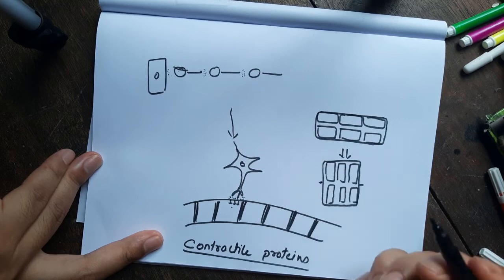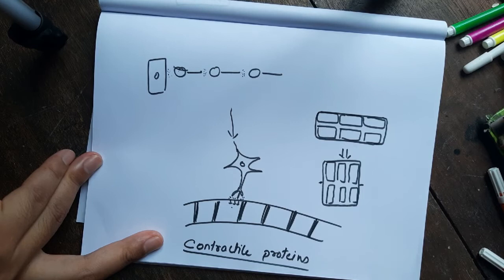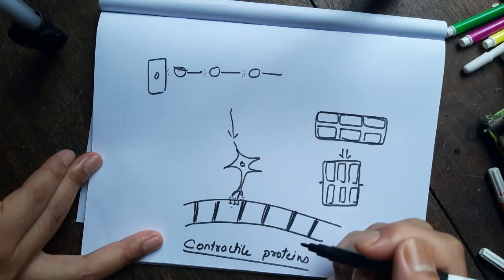What is CNS? Central nervous system. What does it do? It controls movement. How many parts are there? Two parts: brain and spinal cord. Brain controls most of the thinking part, most of the voluntary parts, most of the involuntary parts and all.